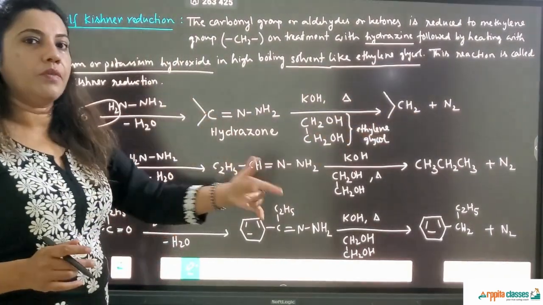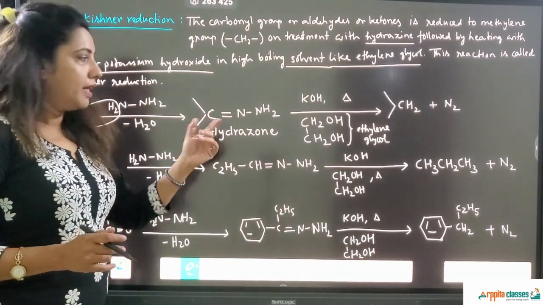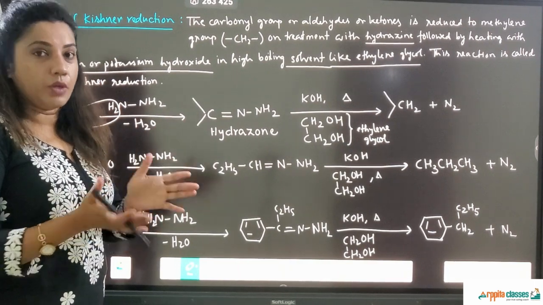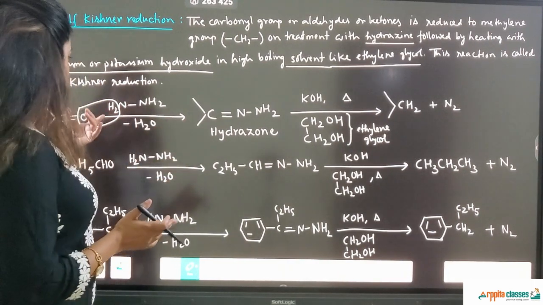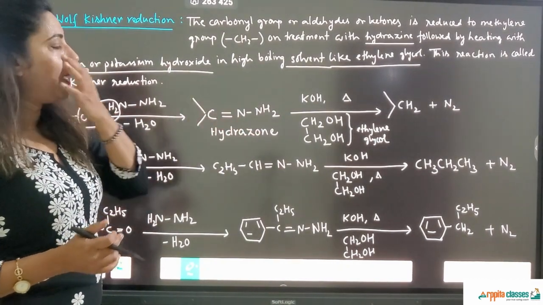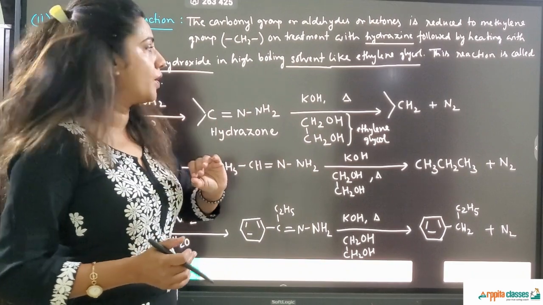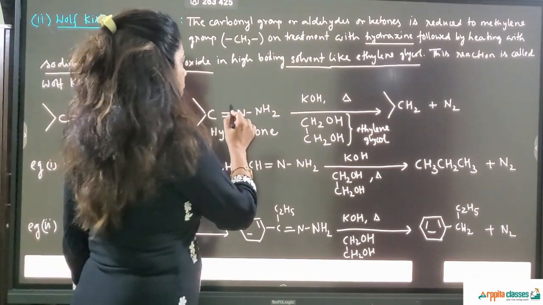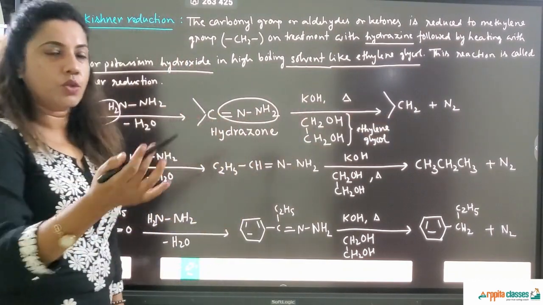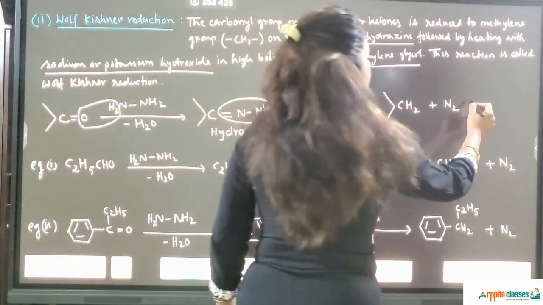Here we are showing the conversion in 2 steps. In the first step, you have a hydrazone compound. This reaction we have also done. This is a nucleophilic addition of an ammonia derivative, if you remember. So removal of water takes place in the first step, followed by treating this hydrazone with KOH and ethylene glycol, and then this entire group converts into CH2. Actually, H2 comes here instead of this entire group, with the liberation of nitrogen gas.